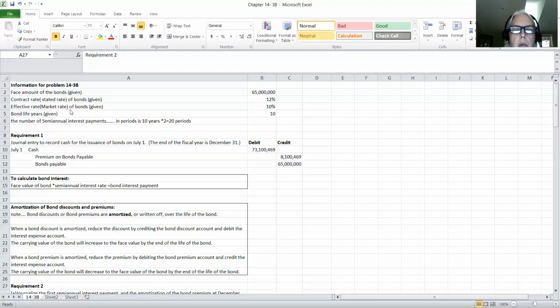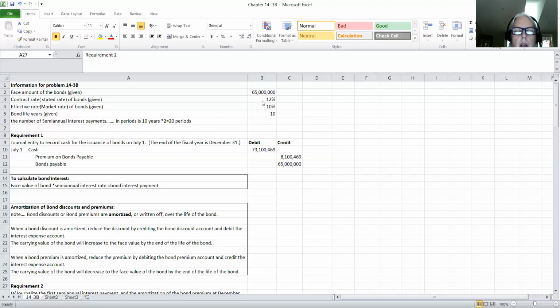The bonds also have a market rate of 10%. Notice that the contract rate of interest, the amount of interest that we're going to be paying, is larger than the market rate of interest. When the contract rate of interest is larger than the market rate of interest, the bonds will be selling above the face value, for a cash amount which will be more than the face value amount. So it's all about the interest rates.